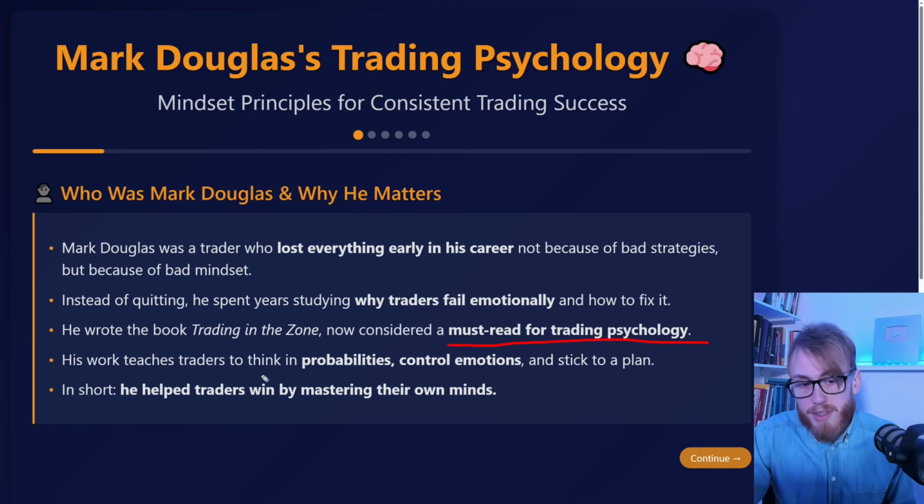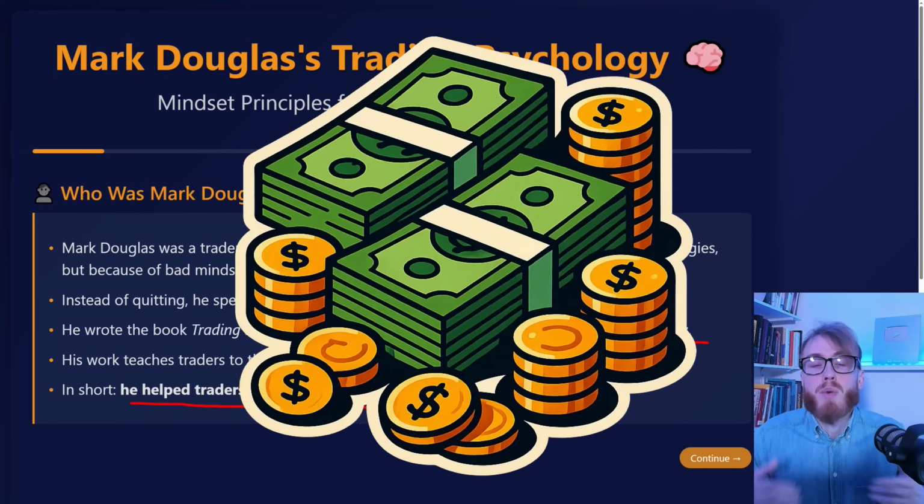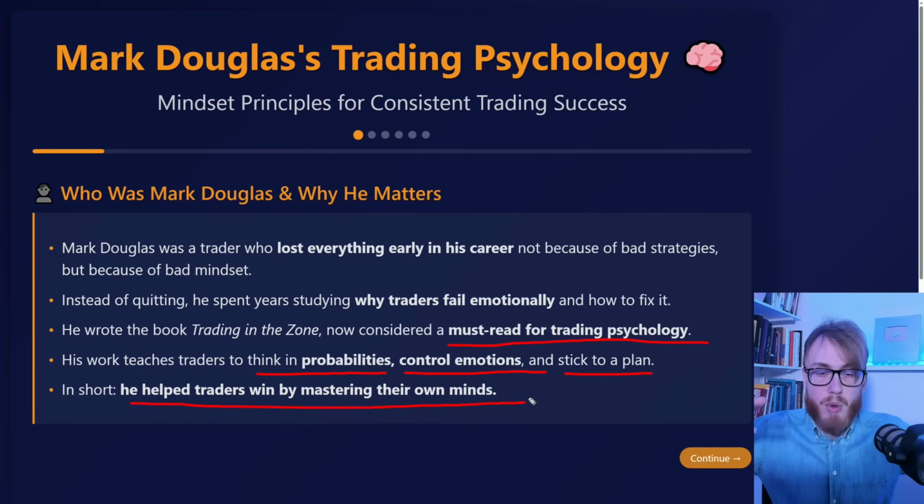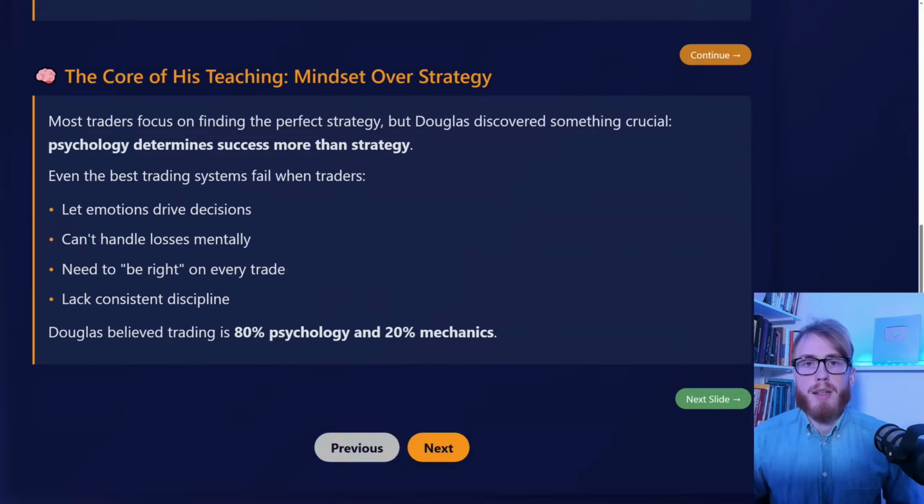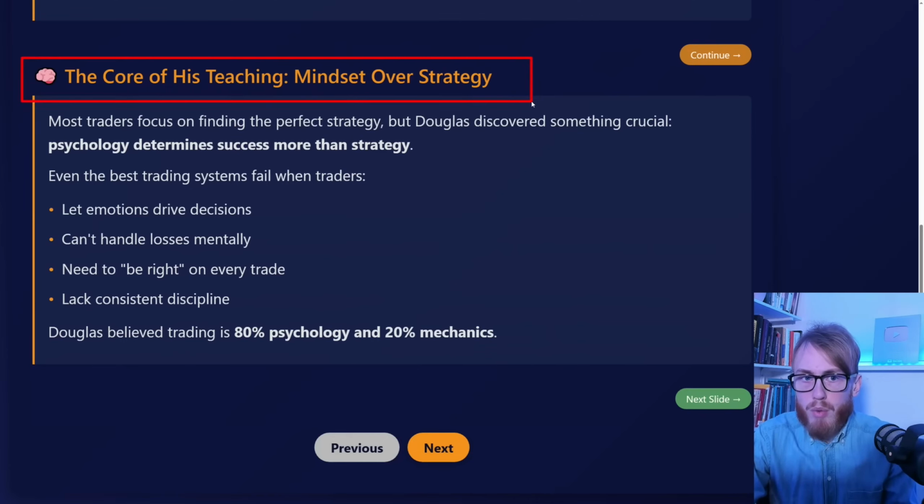His work teaches things like thinking in probabilities, controlling emotions, sticking to plans, and in short, he has helped multiple traders win more and make more money by mastering their own minds and taking control over their emotions. But right, so now what is the core, what is the heart of his teachings and the heart of the book Trading in the Zone?